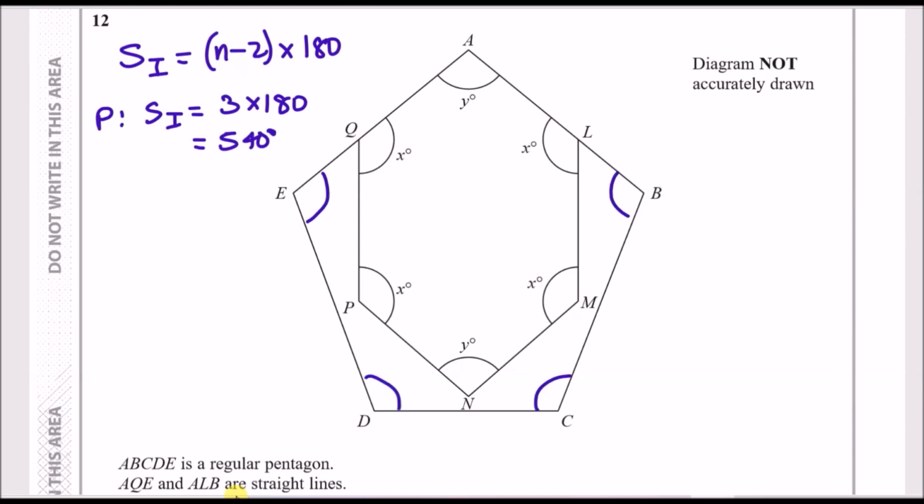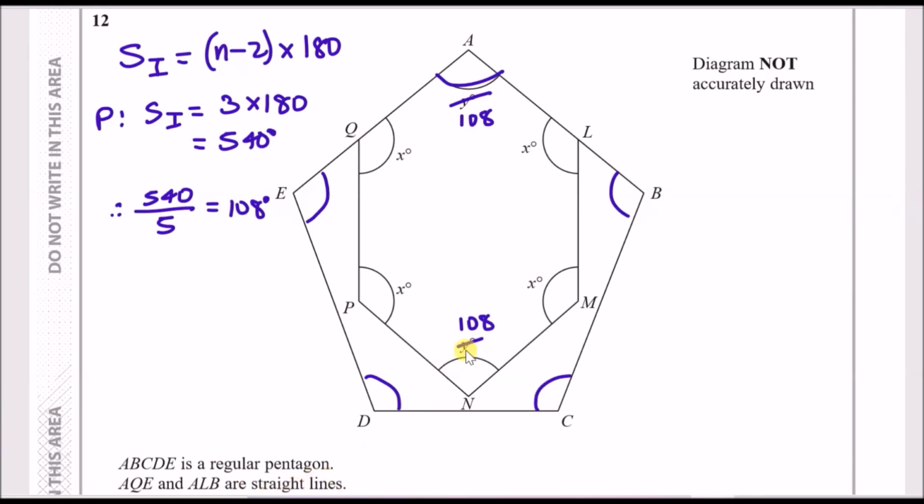So all of this is technically y. Now to get y, because you've got 5 sides, divide your 540 by 5. So 540 divided by 5 should give us 108 degrees. So therefore y is 108. Now this is easy. Now you've got pretty much everything.